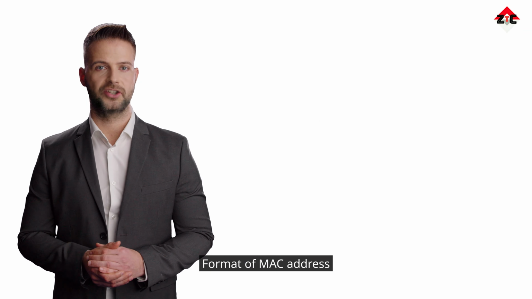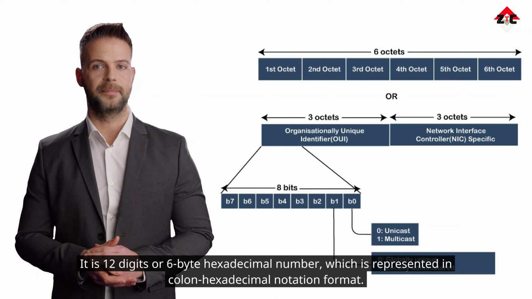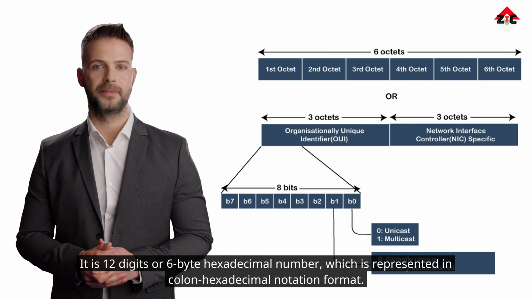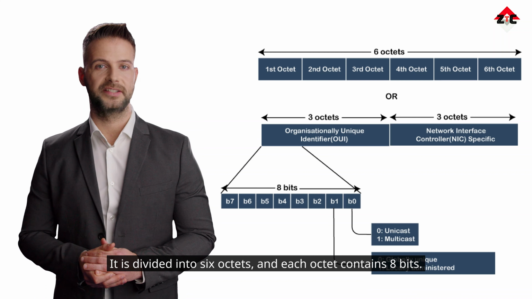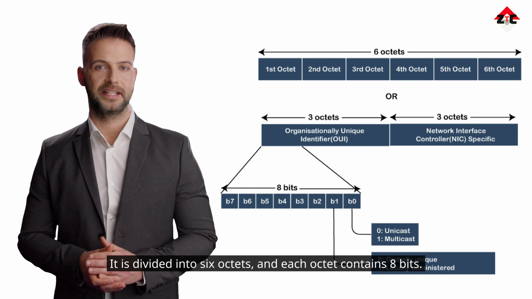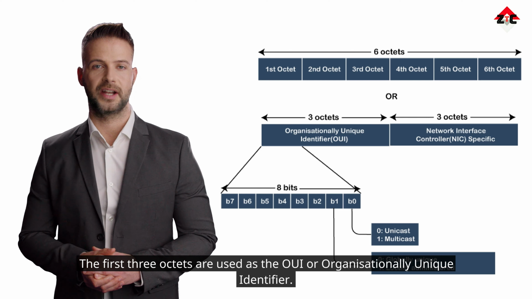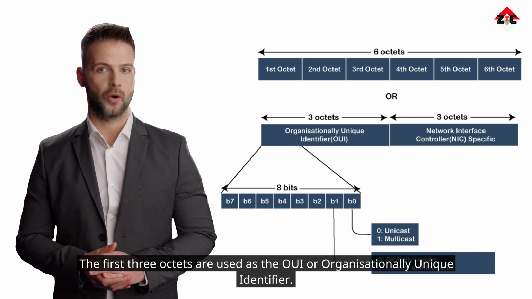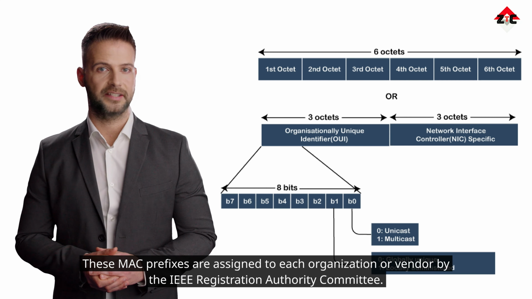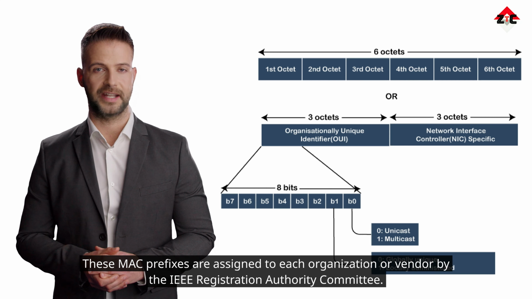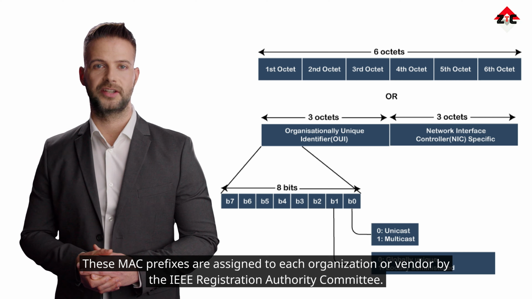Format of MAC address. It is a 12-digit or 6-byte hexadecimal number, which is represented in colon hexadecimal notation format. It is divided into 6 octets, and each octet contains 8 bits. The first 3 octets are used as the OUI, or organizationally unique identifier. These MAC prefixes are assigned to each organization or vendor by the IEEE Registration Authority Committee.